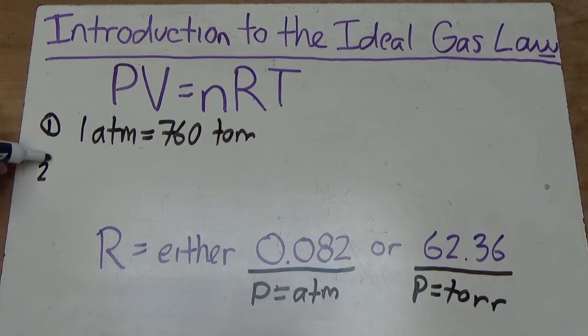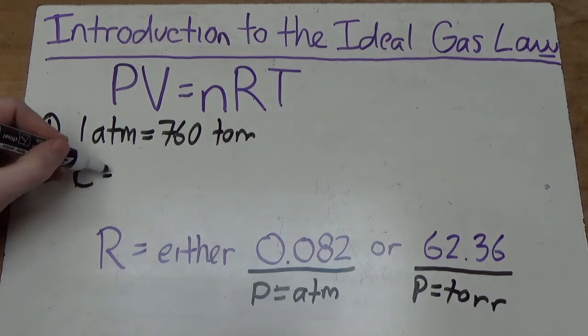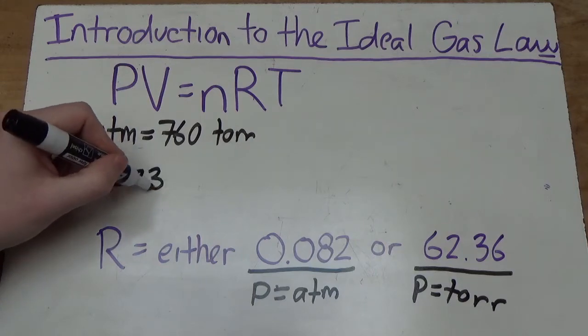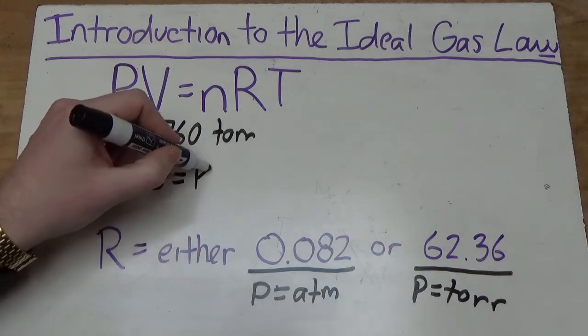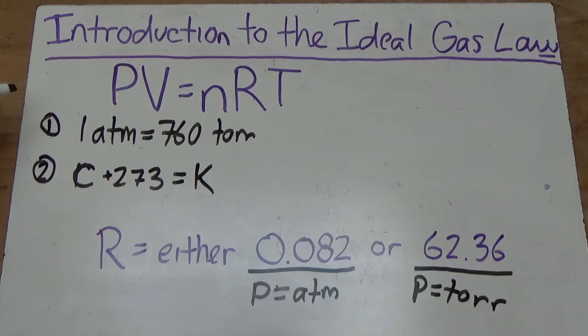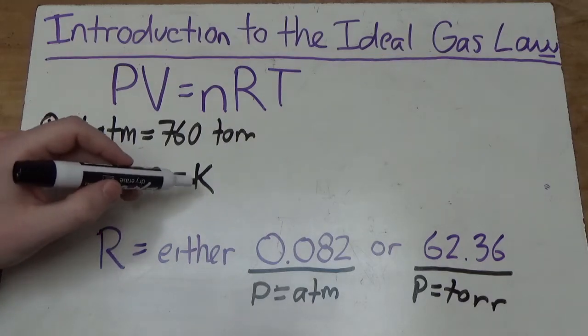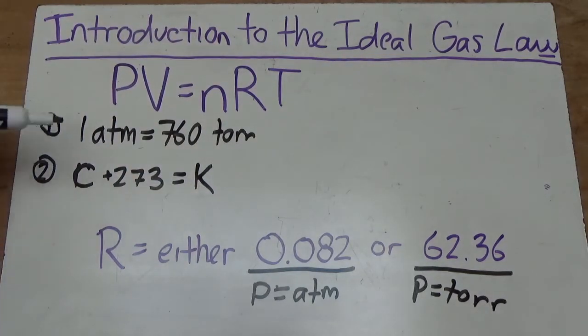A reminder that if you are given a temperature in Celsius, simply add 273 to it to get a very good approximation of that temperature in Kelvin. All right, remember you must use Kelvin to do math here, cannot use Celsius.